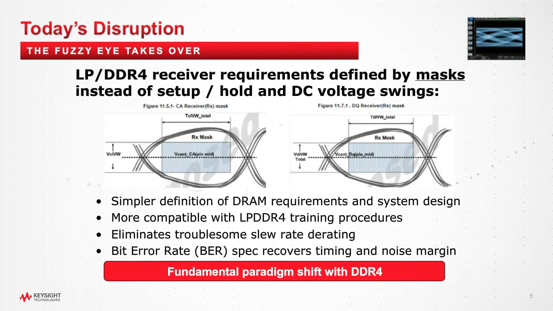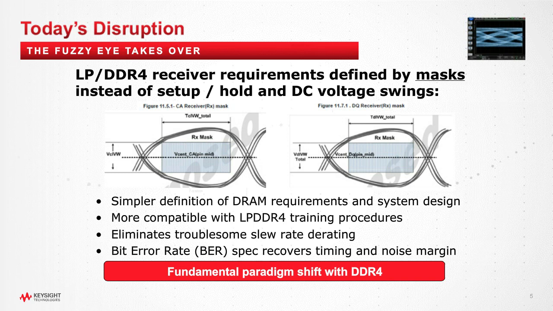So again, what was done with DDR4, and this also affected LPDDR4, is that instead of a timing diagram describing the interface, the receivers on the memory were really defined by what are called eye masks. And so here you see actually an excerpt from the DDR4 spec that talks about the eye mask.